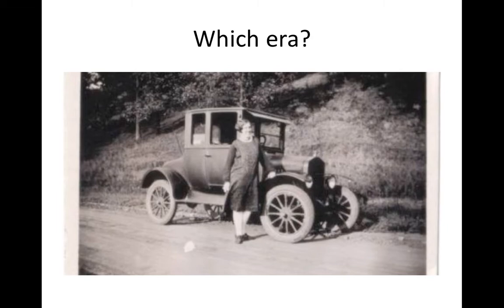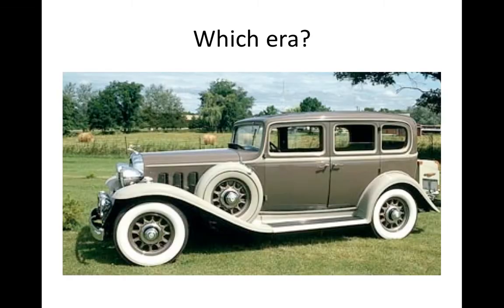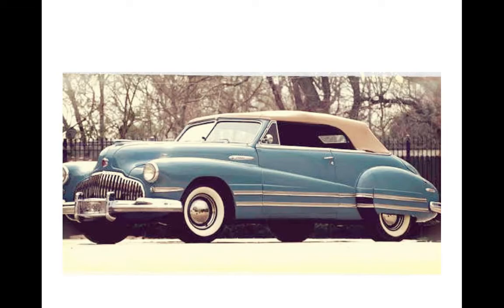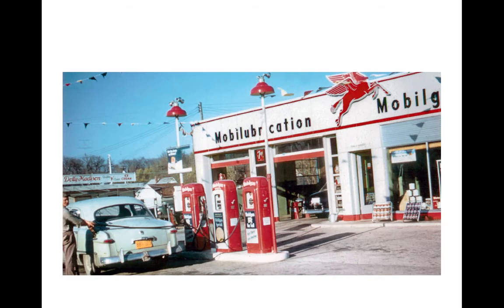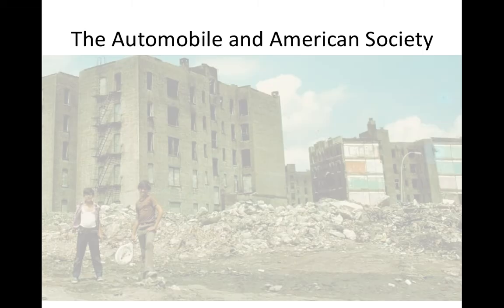The late 40s, the post-war era, is when the car really becomes a dominant product in American life. So this you should recognize as being from the 20s or earlier. That's from the 30s, and that is, of course, a 50s style car. There's the 1957 Mercury, and there is a 50s era gas station. The adoption of the car didn't just boost the auto industry, it created whole new industries like service stations and the petroleum industry. What effect did the automobile have on American society?